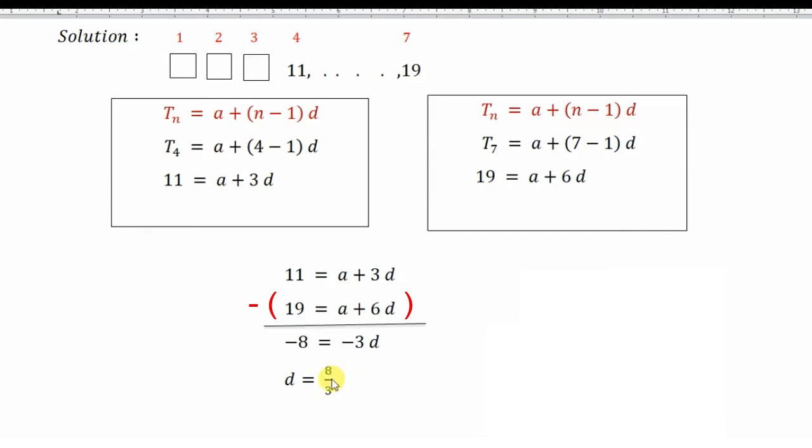Now as I get the D, I can put the value of D in any of the equations, and I can get the value of A. I'll pick this. If you want, you can put the value of D in this equation also.